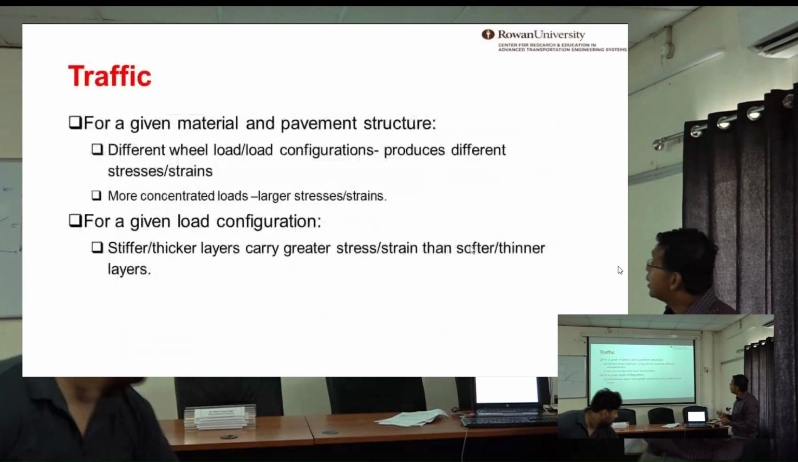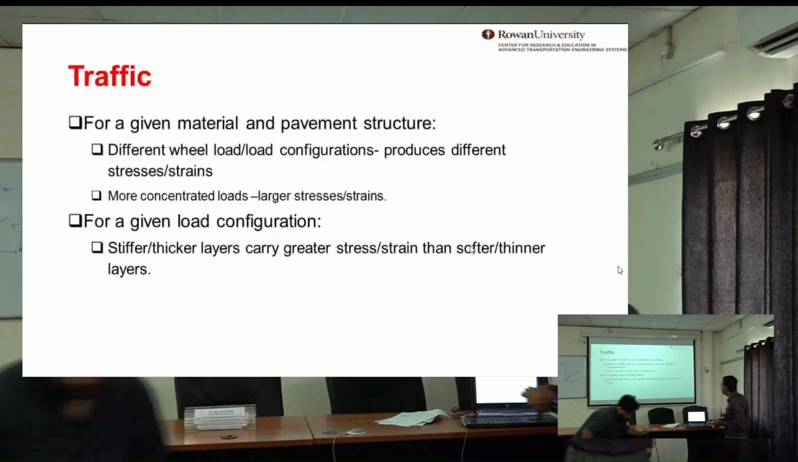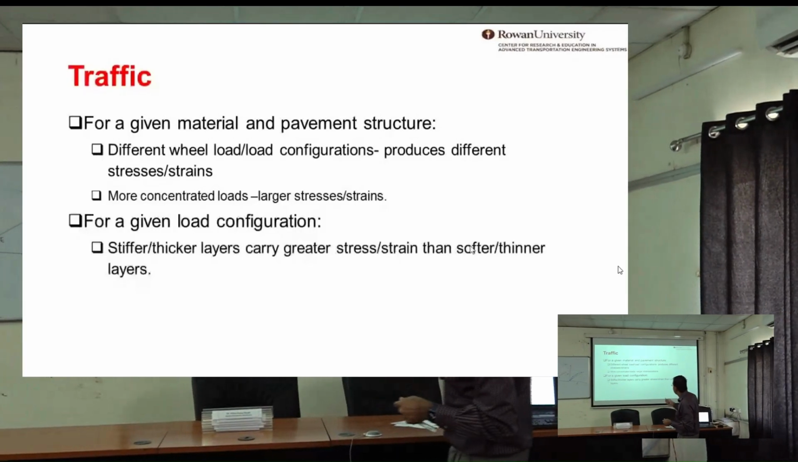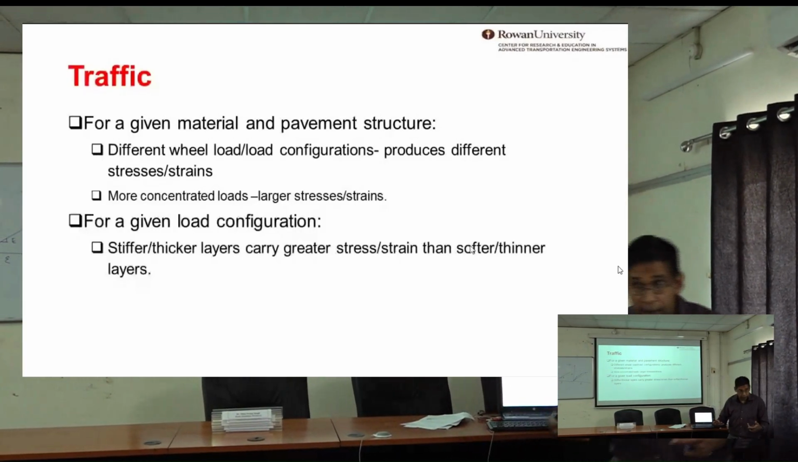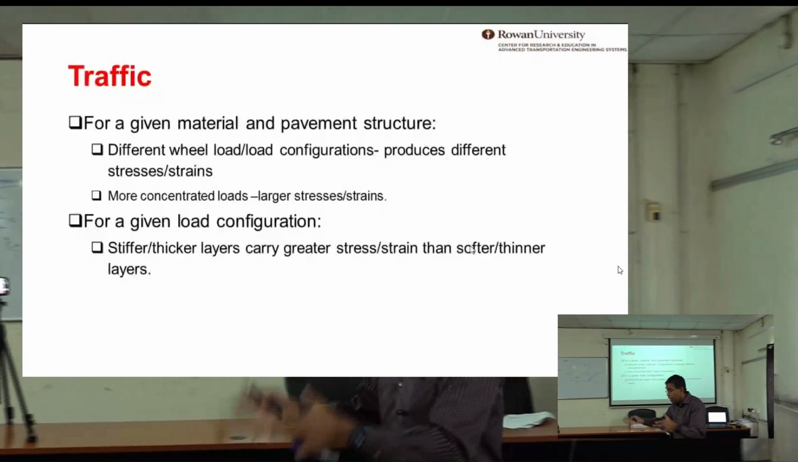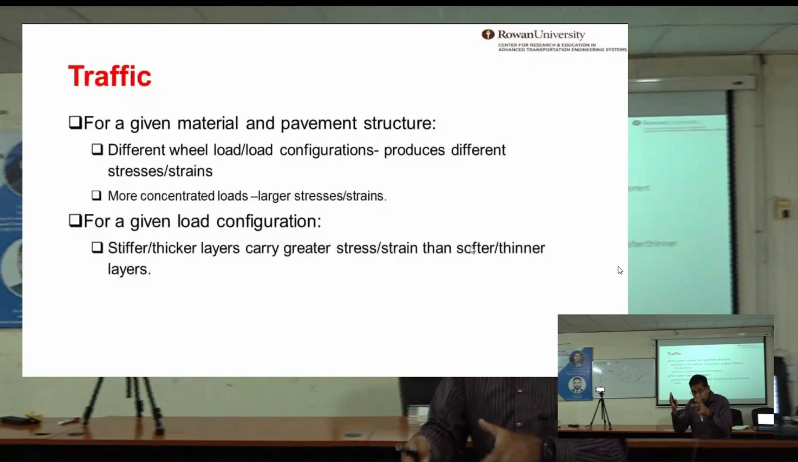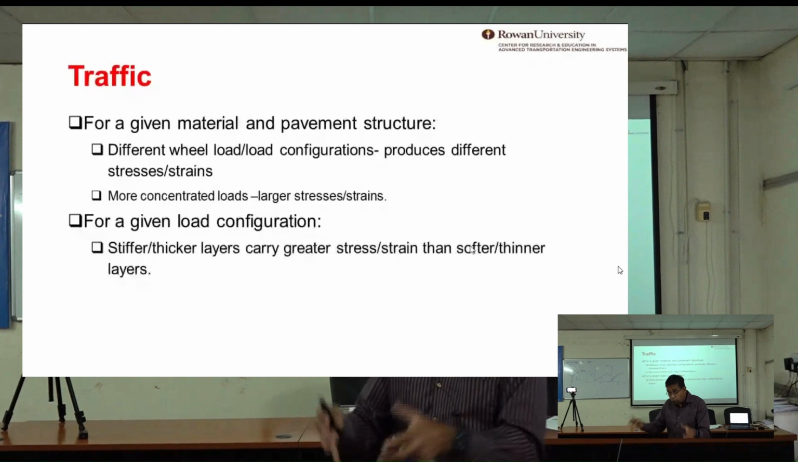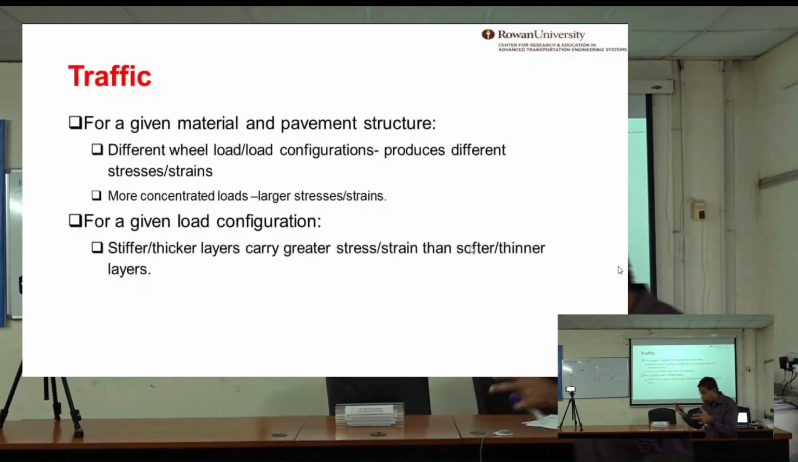For a given material and pavement structure, different wheel load configurations produce different stresses. More concentrated or larger stresses. We discussed this before. A single wheel will cause more damage than a dual wheel with the same total load, right? Because you have one over the other.